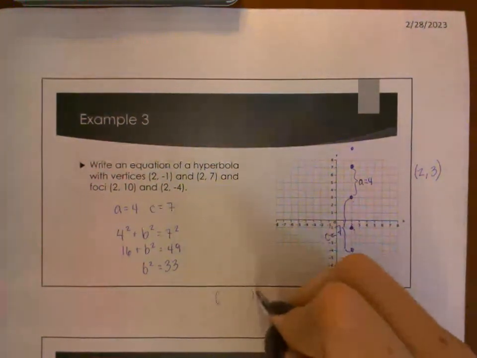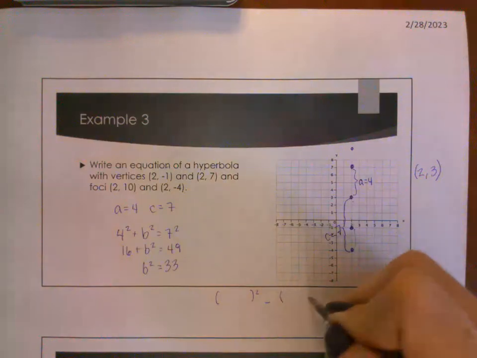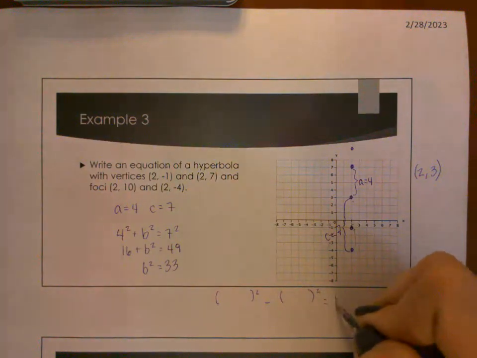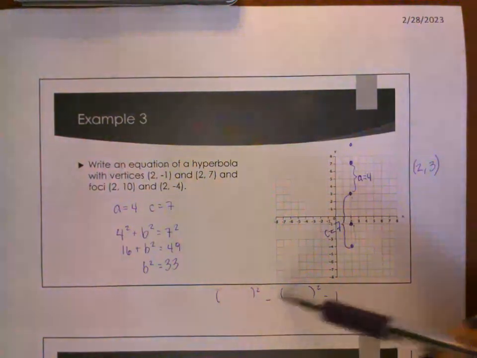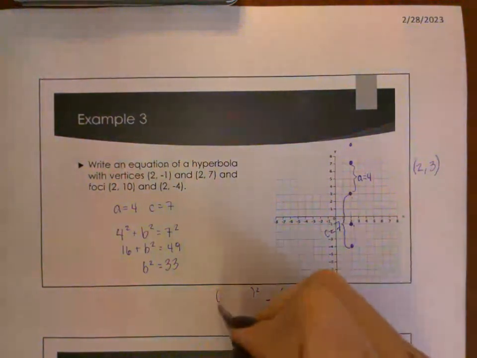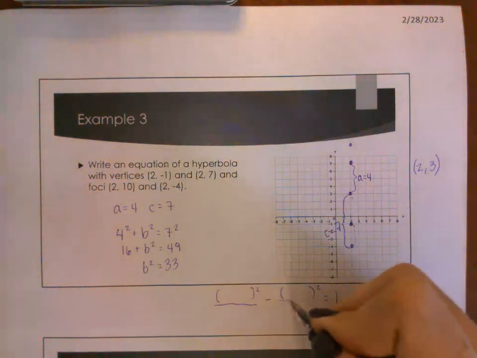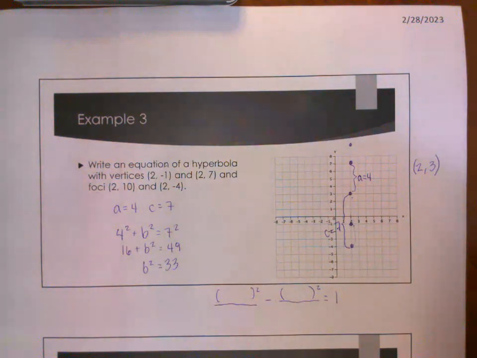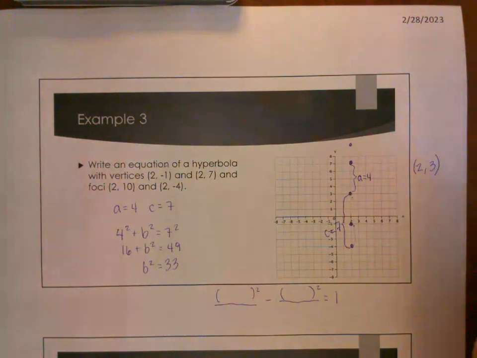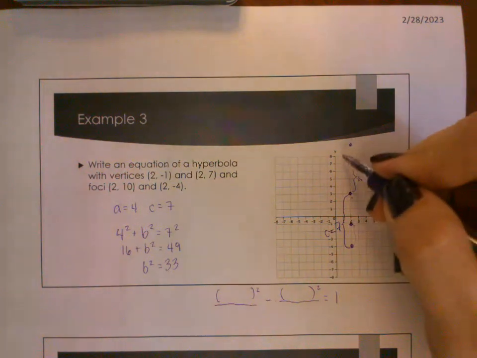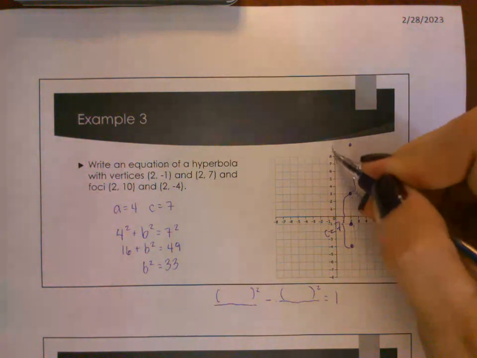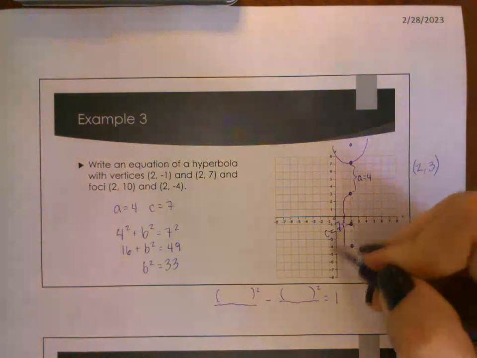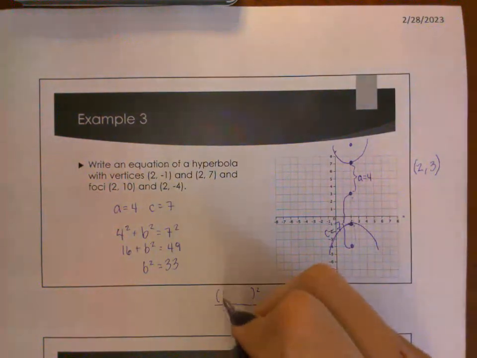So let's start with this. I'm going to start with parentheses squared minus parentheses squared equals 1. At the very least, you can show me that. Like say, I know it's something squared minus something squared equals 1. You can even draw like the little fraction line if you want to show that you know it goes over something. Now, we need to consider which direction this is going to open. Since they're all lined up vertically, if I tried to draw this opening left and right, it wouldn't really make sense. That means it's got to open up and down. So that means that the y is going to go first.